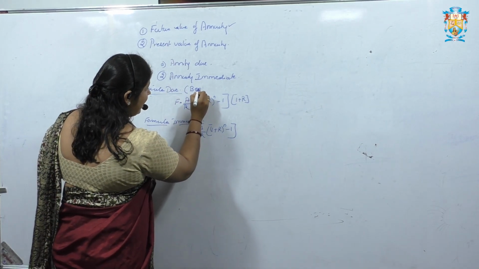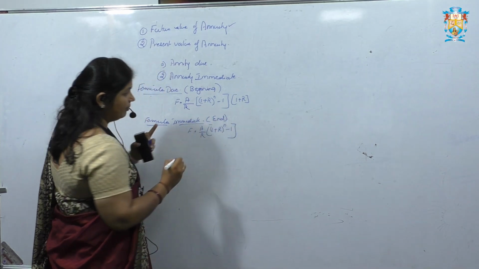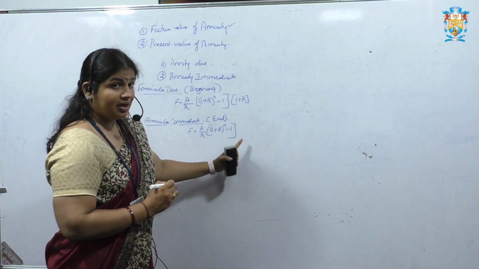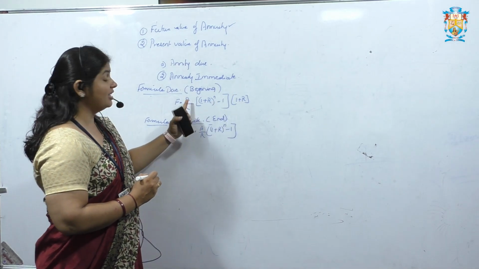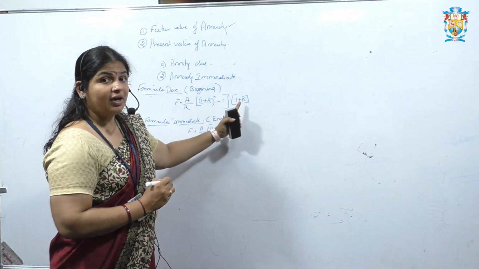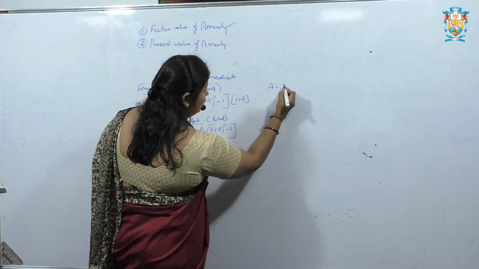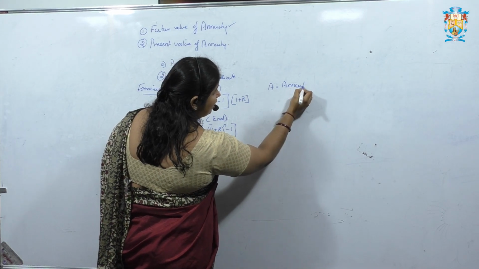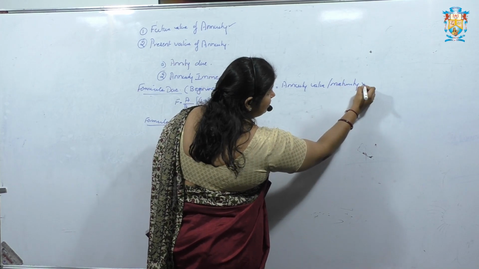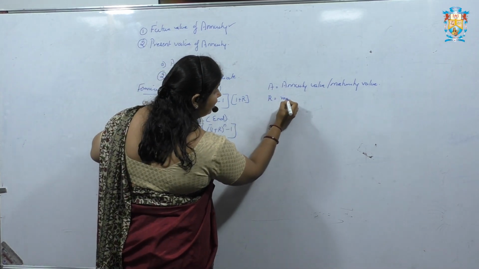As I said in the beginning, annuity due is nothing but beginning, annuity immediate is nothing but end. If I make a payment at the end of a month, then A divided by R, (1 plus R) to the power of n minus 1. If I make the payment in the beginning, then A divided by R, (1 plus R) to the power of n minus 1, into (1 plus R). Now, let me explain the meaning of A. A is equal to annuity value or maturity value. At the end of a year, what I am getting is known as annuity value or maturity value. The meaning of R is nothing but rate of interest.